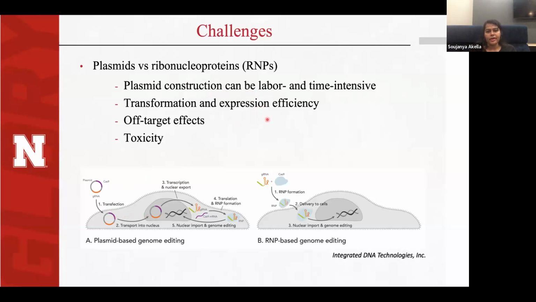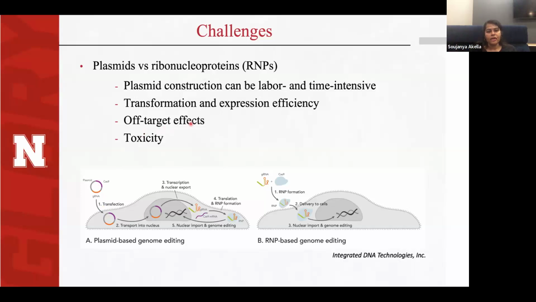Expression also can be an issue, because remember, if you're trying to express these parts like Cas9 and guide RNA in your cell, they will need their own good promoter that can drive that gene. A promoter might be good for driving that gene in a few different organisms, but in your organism maybe it won't work so well. So you can run into issues like that.